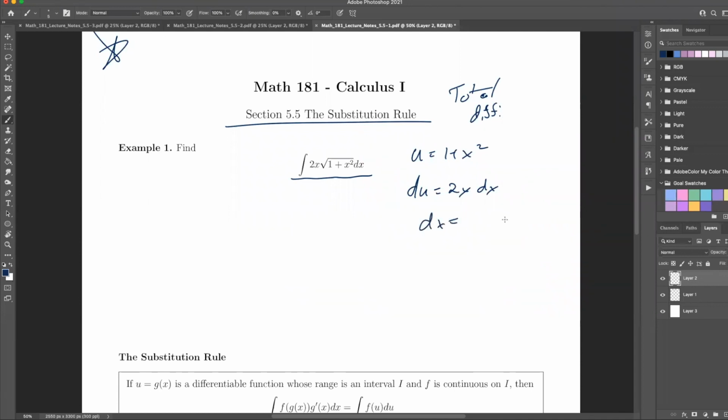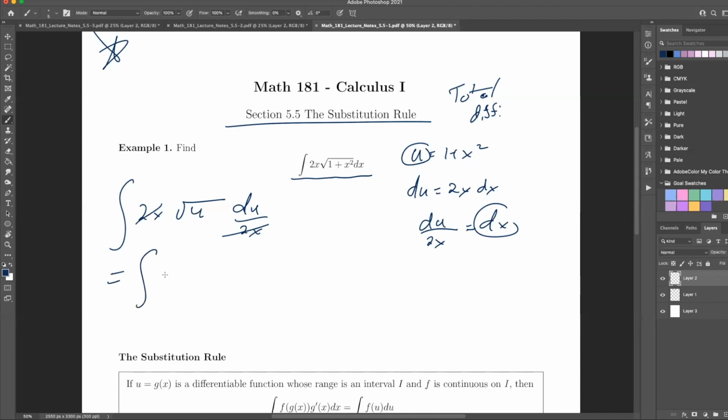So dx equals du over 2x. And so here I can just plug in u and dx. If I do that, I get 2x times the square root of u, because that's what I made u. And for dx, I'm going to plug in du divided by 2x. Here I can just cross this off safely. That leaves me with the square root of u du.